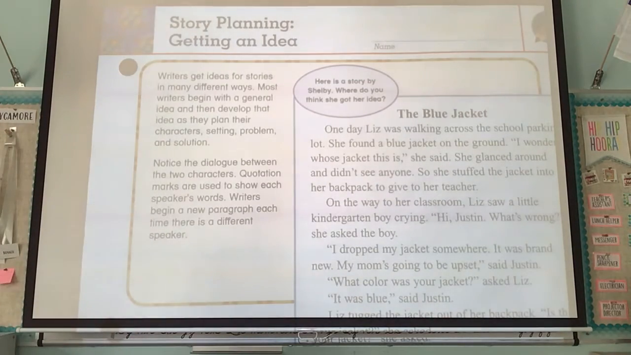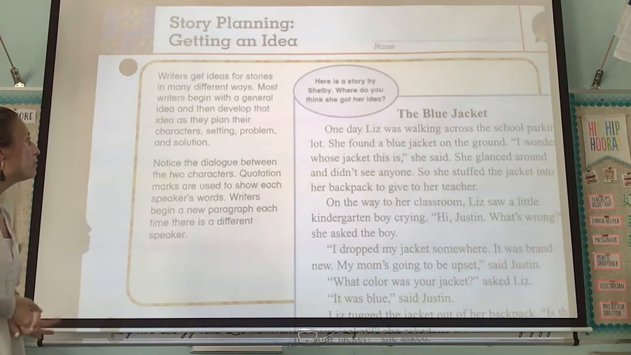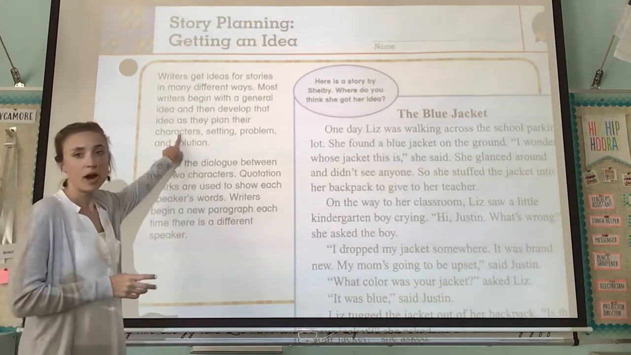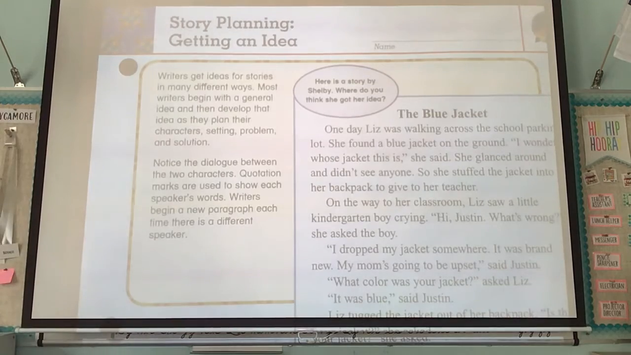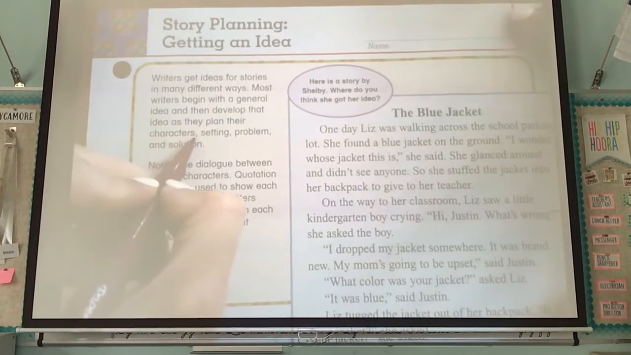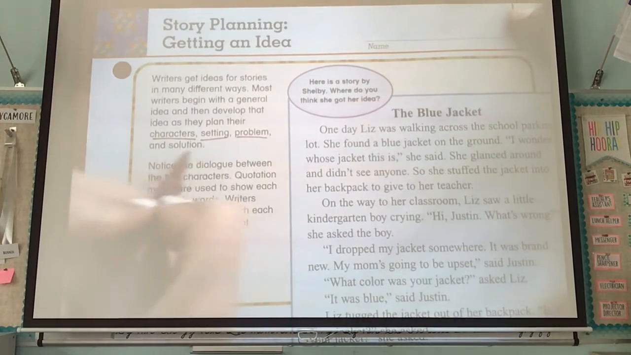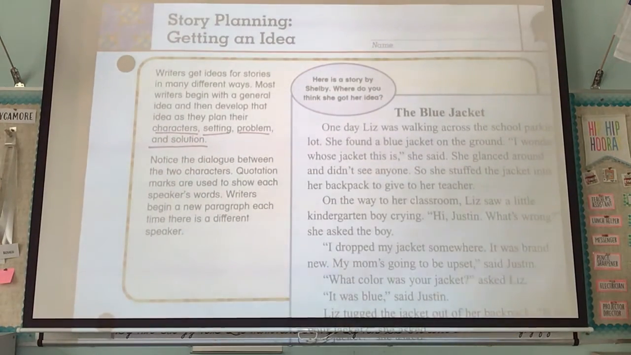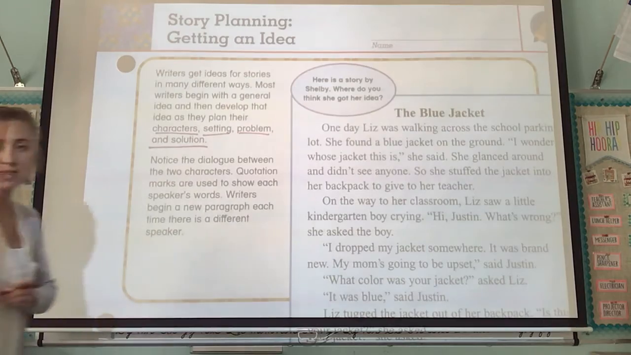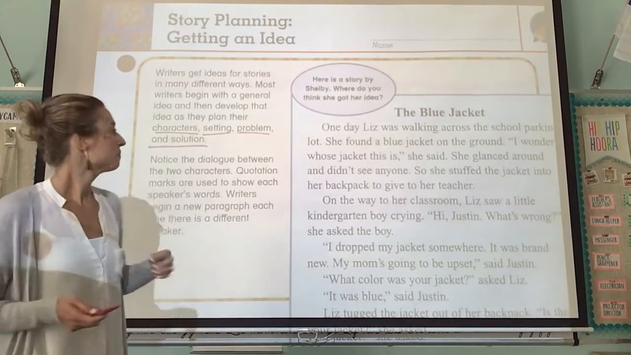Writers get ideas for stories in many different ways. Most writers begin with a general idea and then develop that idea as they plan their character, setting, problem, and solution. I want you on your paper to underline those 4 words. I'm going to do it right now as well. Characters, setting, problem, and solution. These are going to be the details of our writing that we need to make a complete story.